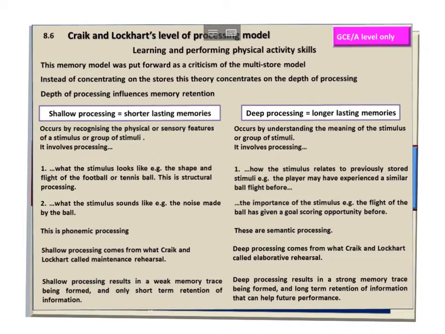The disadvantages of Craik and Lockhart's level of processing model: the longer it takes to process the information does not always lead to better recall. I'm sure you've tried to learn something and you've done it time and time again and you still can't get it into your long-term memory. So this doesn't necessarily agree with that.